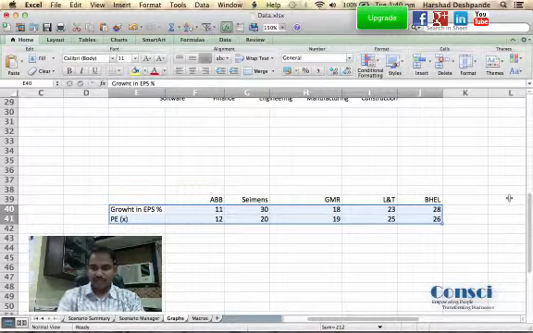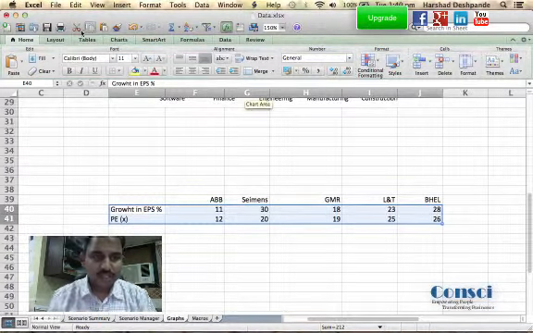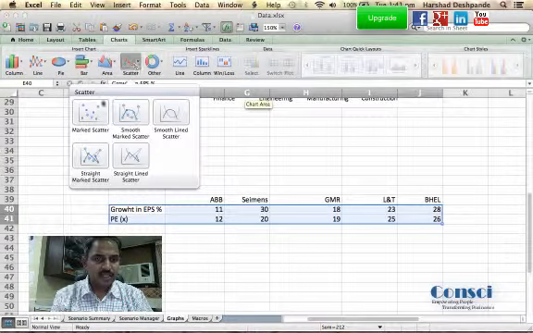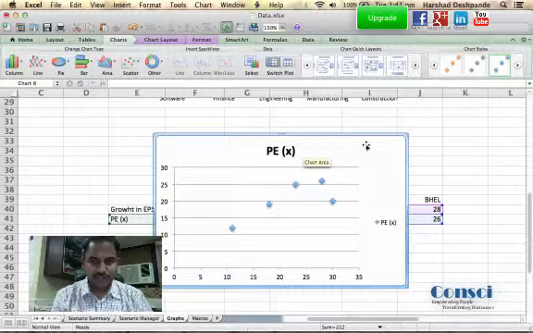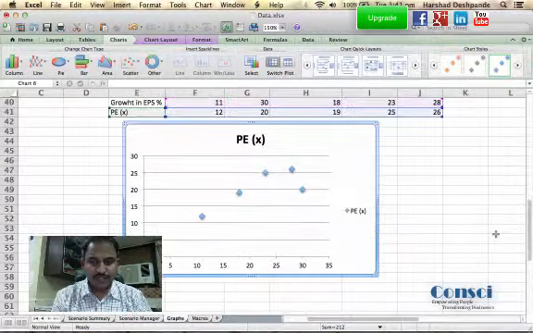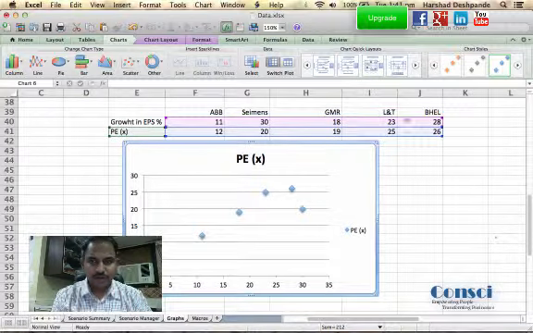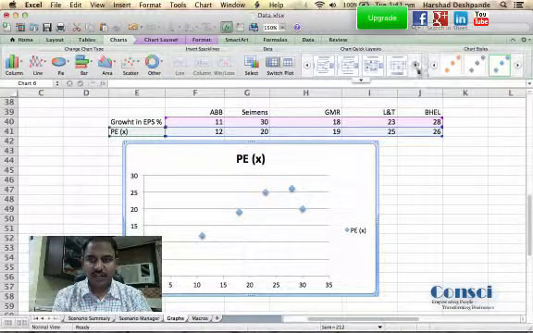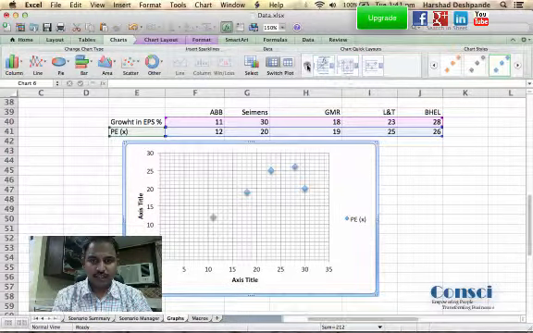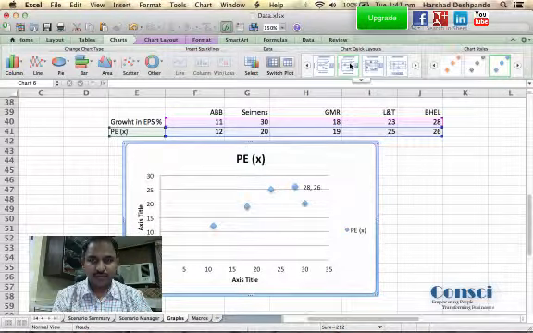Please remember, I am not selecting the company names over here. It doesn't give you the right picture. So then again I go to charts, and then I click on scatter chart. Now this is how you get the scatter chart. So to have a better scatter chart, all that you need to do is go to quick chart layouts and select any of the formats that you would like to have. Okay, so I am just selecting the format number 5.